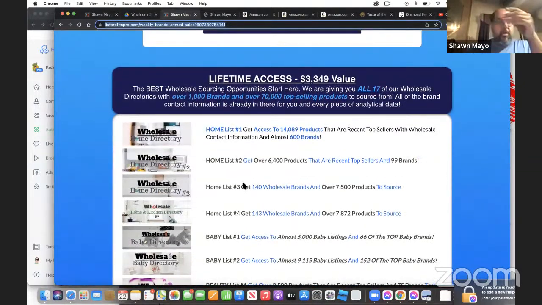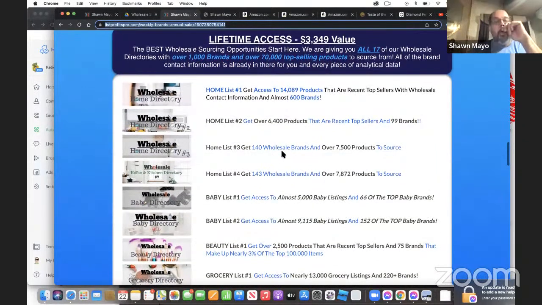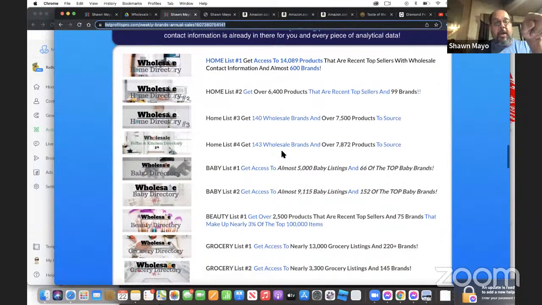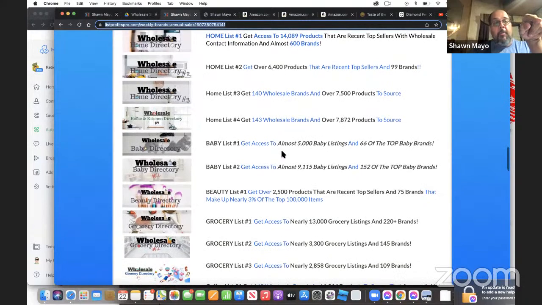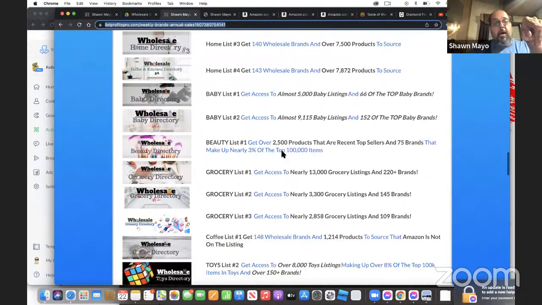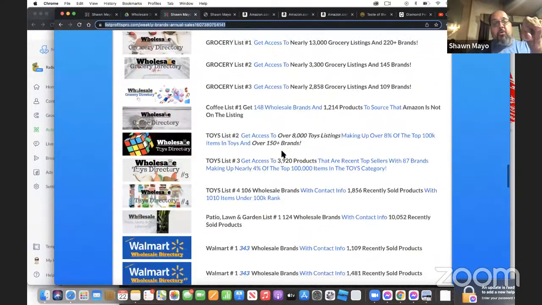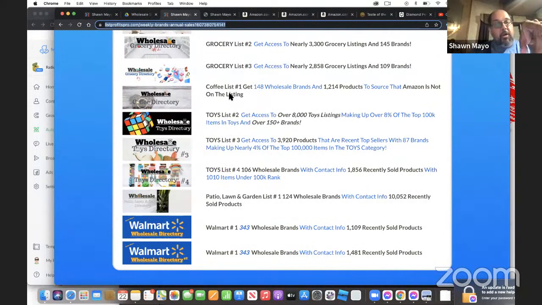These are all the brands, and you can dive a little deeper into them, but pretty much any categories you want to go in, we have covered, and we're always working on new ones. We have 3 categories in home. Actually, there's 4, including the home and kitchen one. 2 in baby, 1 in beauty. We've got 3 in groceries, and a specific coffee directory, which is great if you haven't delved into coffee.